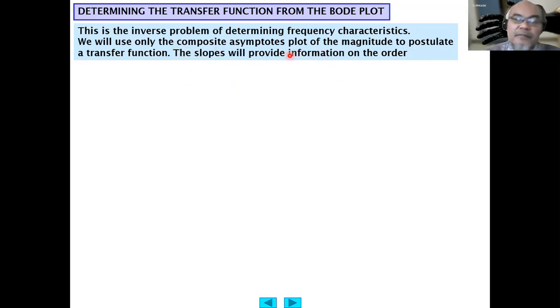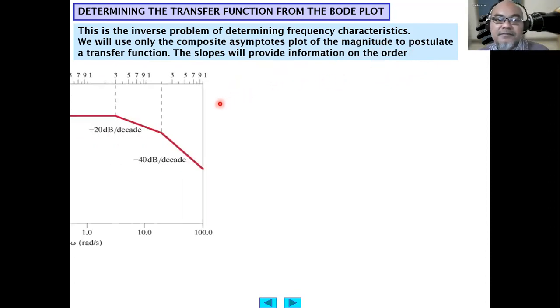The slopes will provide information on the order, whether it is 20 decibel per decade, or minus 20, or 40 decibel per decade. If it is plus, then it is a zero, in the numerator. If it is negative or decreasing, then we know that it is a pole, in the denominator. If it is 20 decibel per decade, then it is a simple pole or simple zero. If it is 40 decibel per decade, then it is a quadratic expression.